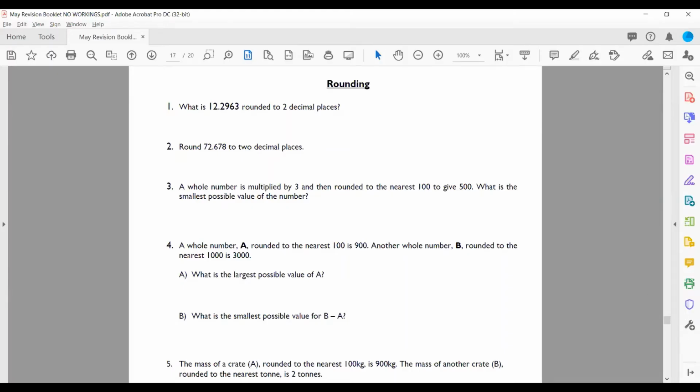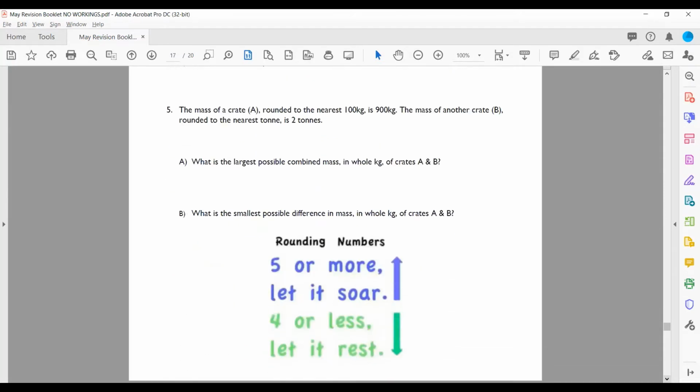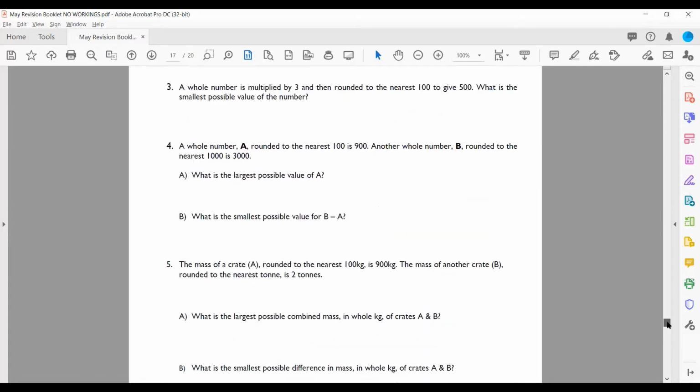So with rounding, you need to remember the rule that's at the bottom of your page here. So 5 or more, you round up. 4 or less, you leave it as it was, okay? Or you round down depending on what you've been asked to do.